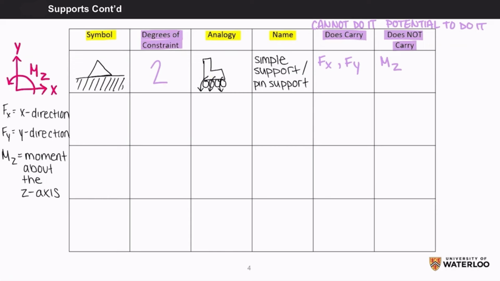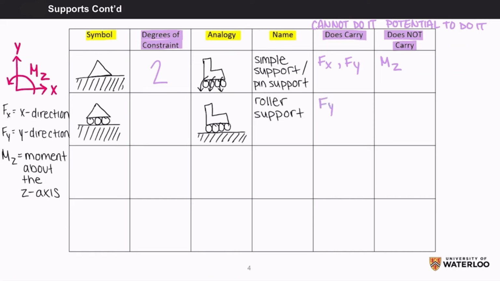The second support is a roller support. This is the symbol. An example of this support is a rollerblade on the ground. It carries Fy as a normal rollerblade cannot move vertically. That means it has 1 degree of constraint. It does not carry Fx and Mz, as the rollerblade can move horizontally and the skate ankle can flex, creating a moment.